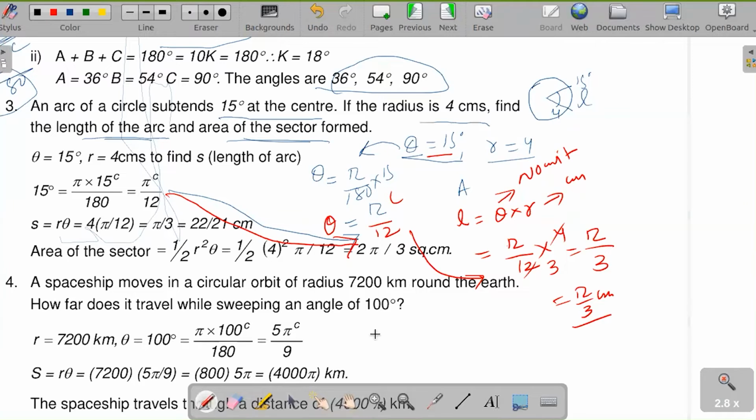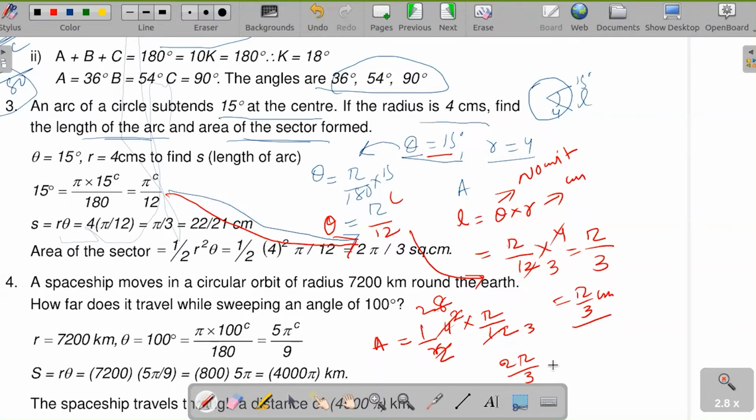Got it, everyone? In the same way, we can calculate area. So area is equal to half r square theta. R square is 4 into 4, power 2, and theta is what? 15 degrees? No, pi by 12. So it cancels out 1, 2, and 4 square means 16, but we cancel out with 2, and it will come as 8. And then again some cancellation 4, 2, 3. 2 pi by 3. What will be the unit?